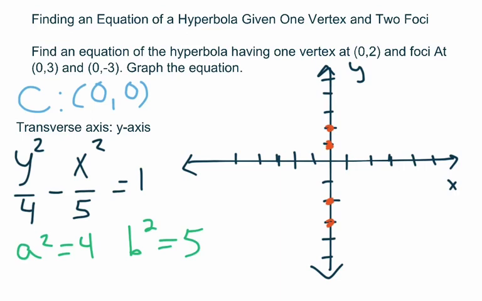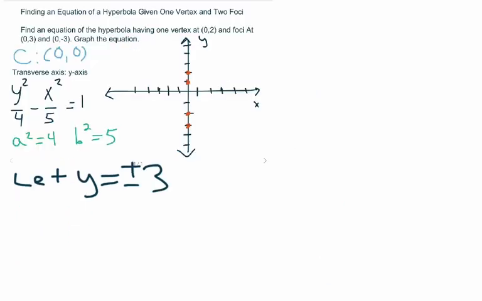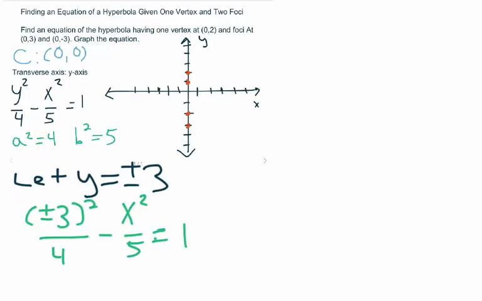Since our foci occur at (0, plus or minus 3), we can let y equal plus or minus 3 to obtain additional points. This gives us (plus or minus 3) squared over 4 minus x squared over 5 equals 1. Plus or minus 3 squared can be written as 9. So now we have 9 over 4 minus x squared over 5 equals 1.